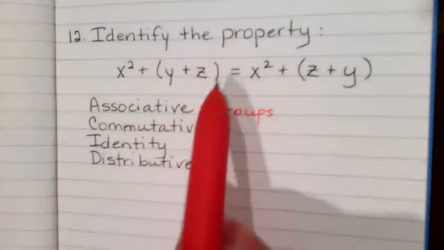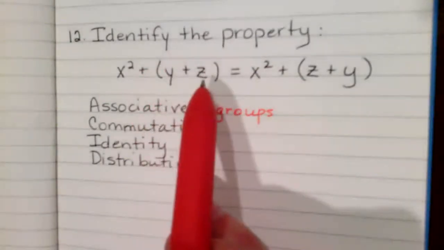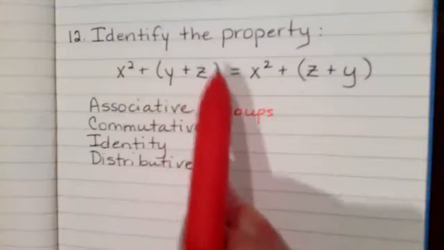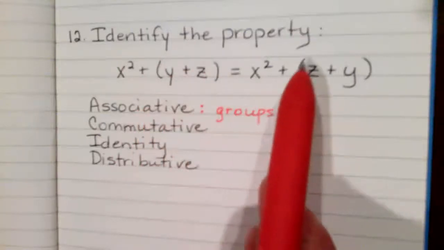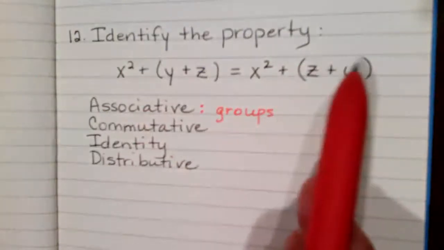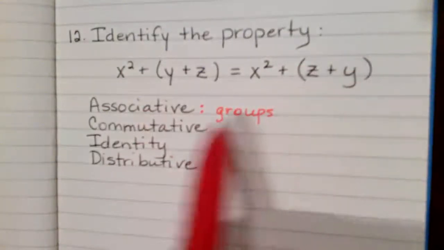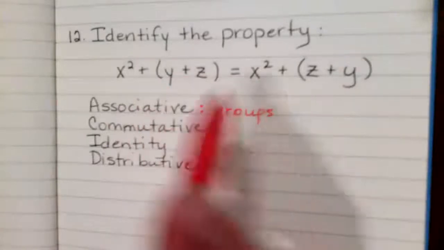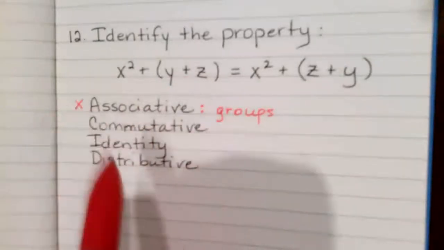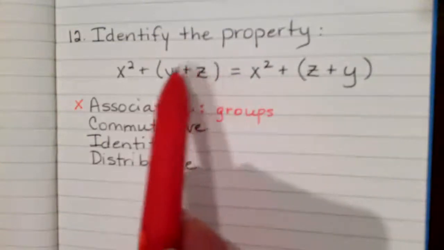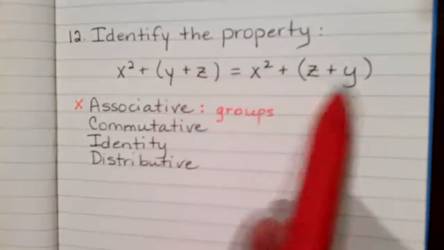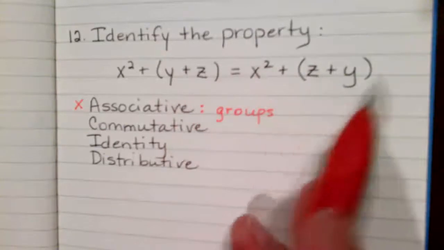Notice we have a set of parentheses denoting the group y plus z. Okay, y and z are in the group. That's important. When we look at the group on the other side of the equation, y and z are still in the group. That's why this equation does not represent the associative property, because what was in the groups did not change. Y and z are in the group, and y and z are still in the group.